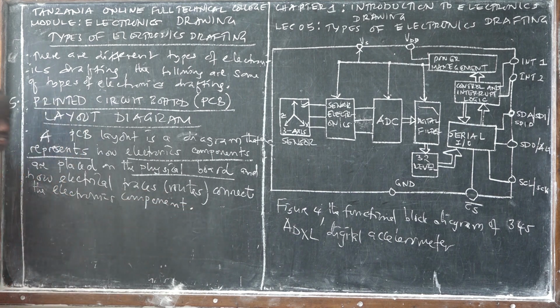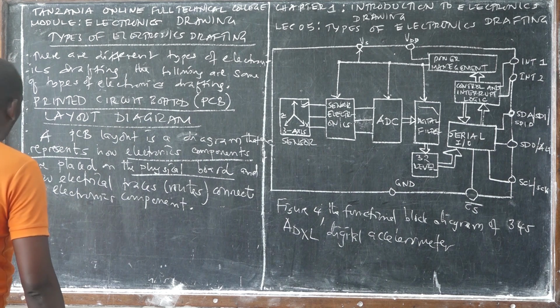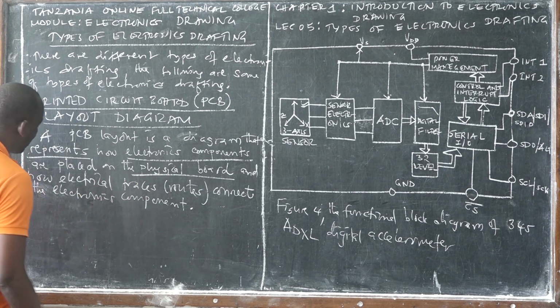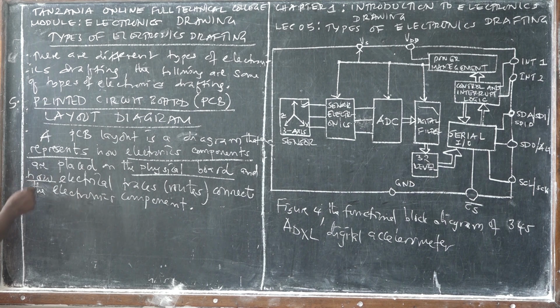Listen and look on the blackboard. So a PCB layout is a type of electronics drafting diagram that represents how electronics components are placed on the physical board and how electrical traces or electrical routes connect the electronics components.